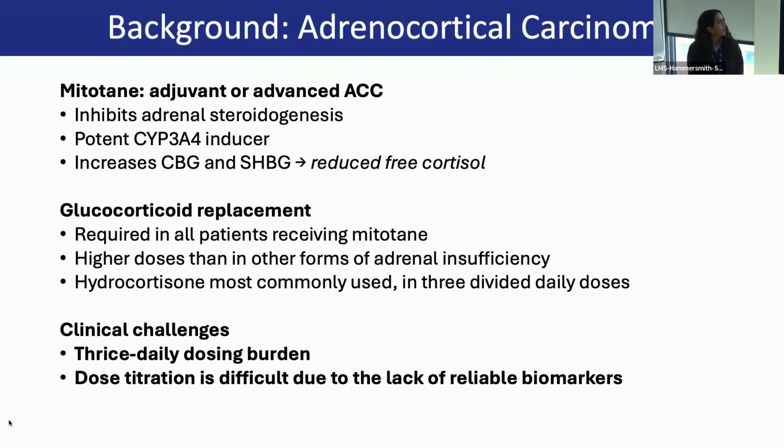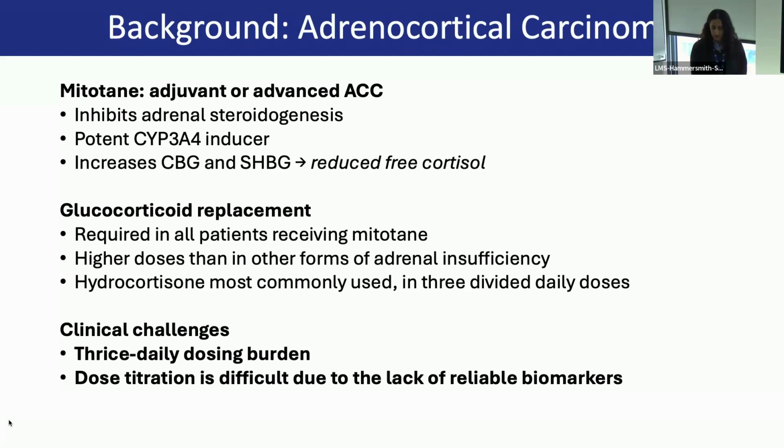And mitotane induces patients into adrenal insufficiency as it destroys the contralateral healthy adrenal gland, and subsequently all patients will require glucocorticoid replacement. Mitotane has effects on steroid metabolism. It's a potent CYP3A4 inducer, which increases steroid clearance, and it also induces increases in corticosteroid binding globulin. So all of this means that patients will require much higher doses of glucocorticoid replacement than patients with other forms of adrenal insufficiency. So most commonly, hydrocortisone is used to replace patients in 3 divided daily doses.